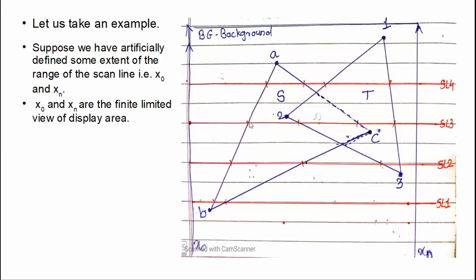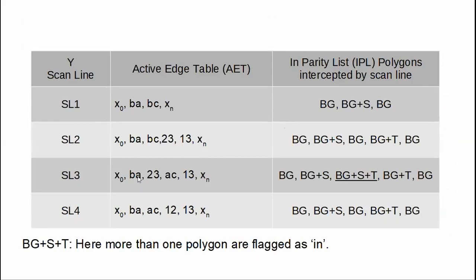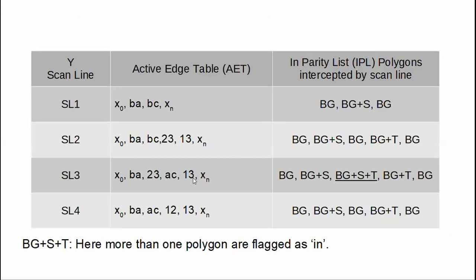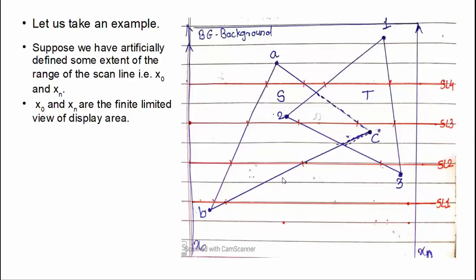Scan line 3 is intersecting AB, then 2, 3, then it is intersecting this AC and finally 1, 3. So if we check scan line 3, this is the color background. Then this particular color is background plus S. Now this overlapped span is contained in more than one polygon, so here we can write BG plus S plus T because both the colors are available over here.